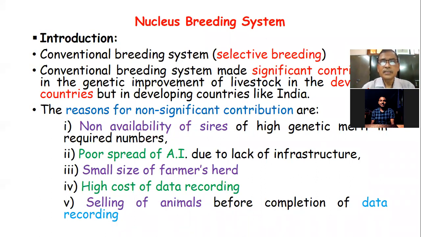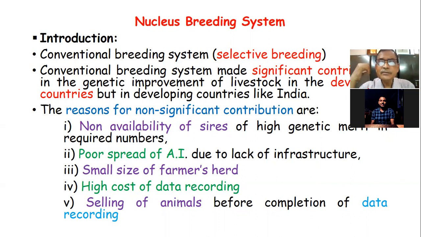But there is significant achievement or significant improvement in the developed countries, but a similar pace of improvement has not taken place in developing countries like India. So let us see what lacunae there are in our country, so that we cannot achieve that significant achievement in the genetic improvement of farm animals with the help of this conventional breeding system.